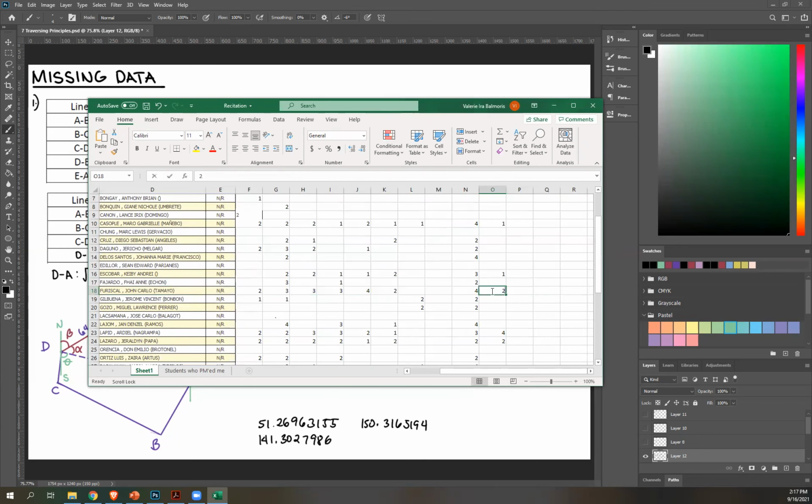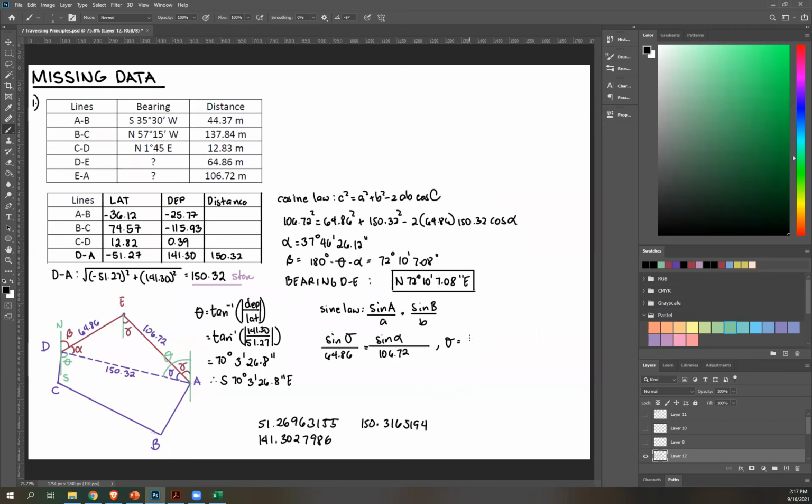Right. So the answer here was 21 degrees, 51 minutes, 22.89 seconds. And then from this, we can now get your bearing. I need sigma. I need gamma. Gamma is equal to theta minus sigma. Theta is this. Sigma is this. Please solve. What's the answer? What's gamma?